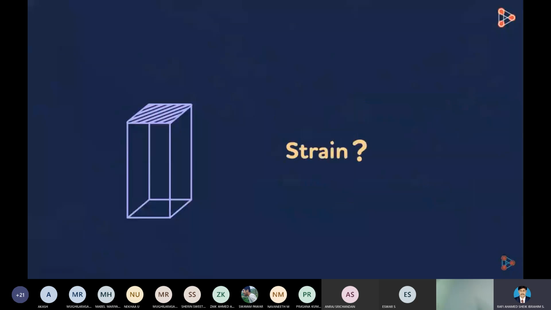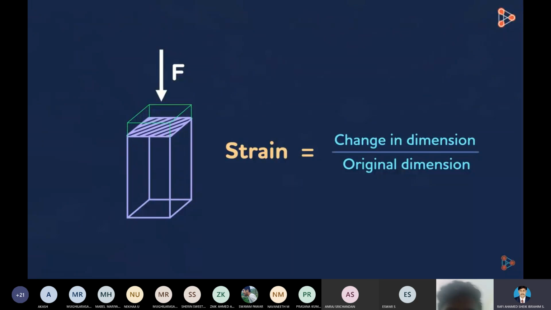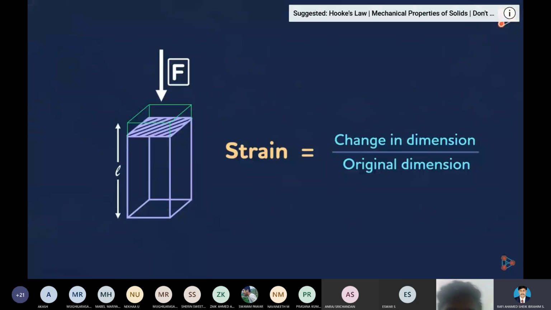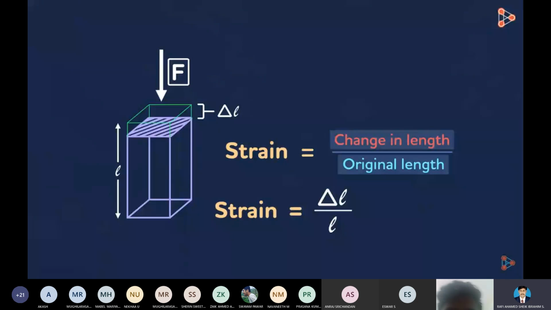What is strain? In very simple language, one can define it as change in dimensions per unit of original dimensions. When any object is under stress, it will change one or more of its dimensions. The amount by which the object's dimensions will change will depend on the force applied and the materials the object is made up of. In our example, L is the length of the beam and it's experiencing some force. Hence, it will deform and its length will change by, say, delta L. Strain is defined as change in length per unit of the original length. Mathematically, it is delta L over L.